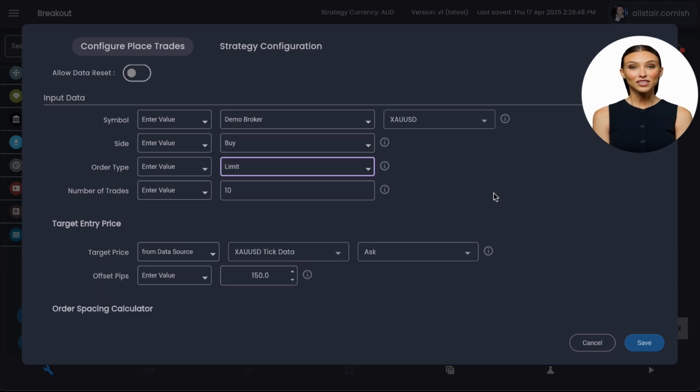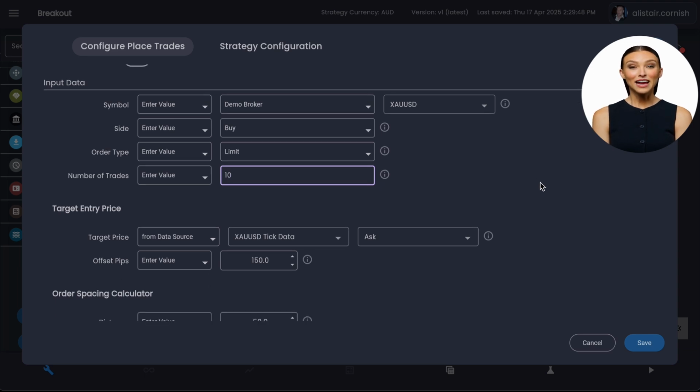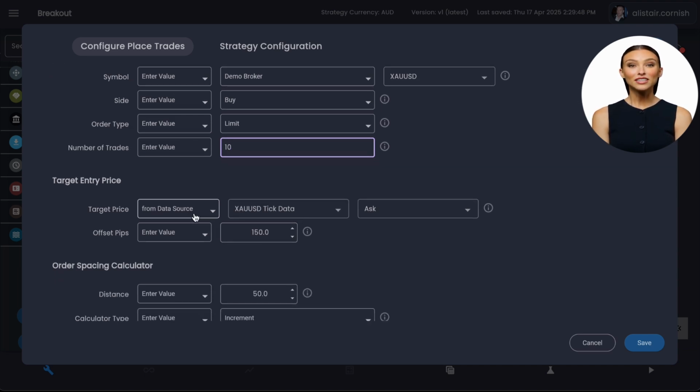Given we are placing orders to scale into a trade, it does not make sense to place all orders at the current market price. In this example, we are placing buy limit orders that will be filled if the price moves down to the specified entry levels. We'll place 10 orders. Next, we enter the target price for the first of the 10 orders.